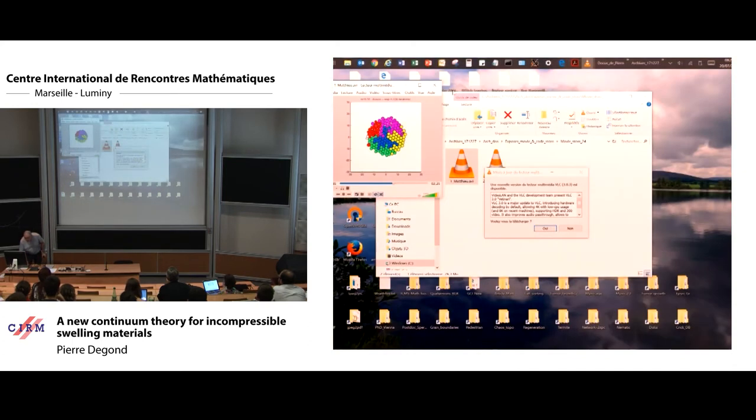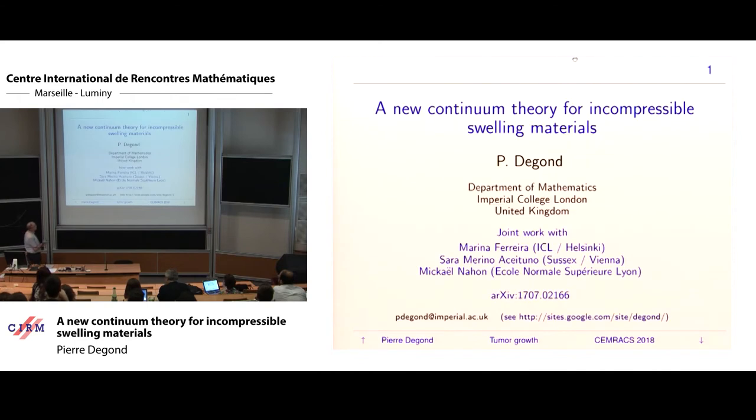This is a joint work with, I should have said that, because let me go. That's a joint work with my former student Marina Ferreira, who is now in Helsinki, Sarah Merino, who is in between Sussex and Vienna, and Michael Nao, who was a student from École Normale Supérieure in M1. So this year he was the first at the aggregation. And in fact, he was in charge of extending the model to including division. He did it, but we have not yet finished, so I will not present that. But among other things, he also spotted a mistake in our paper. He corrected it. These young people, they are amazing.